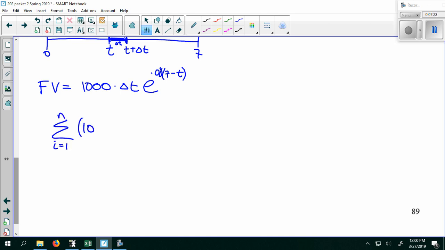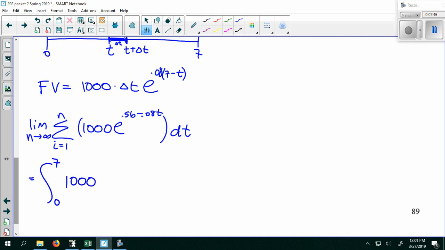Each slice has value 1,000 e to the 0.56 minus 0.08 t dt. I just distributed the 0.08 there. Then I take the limit as the number of slices goes to infinity, and that gives me an integral. Integrating from 0 to 7, 1,000 e to the 0.56 minus 0.08 t dt. And then I'm supposed to evaluate this integral by hand, which means I need to find an antiderivative for the integrand and then evaluate it from 0 to 7.